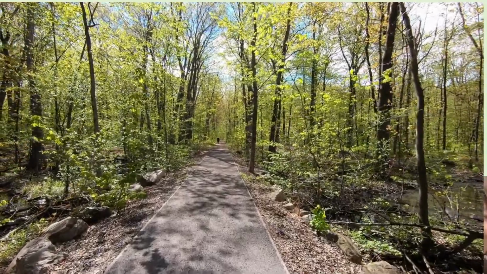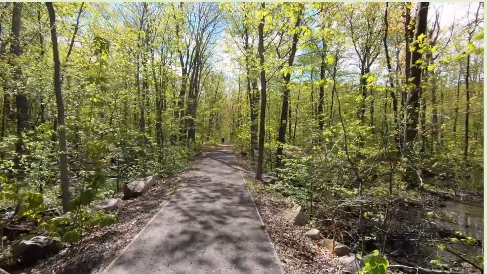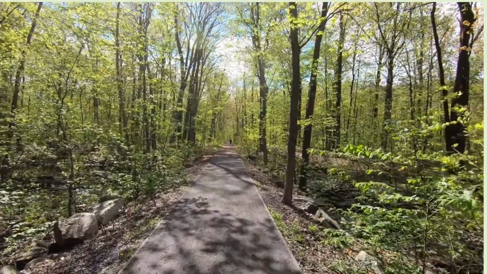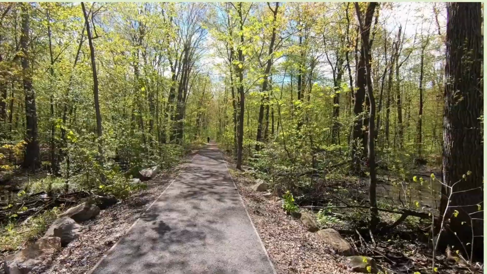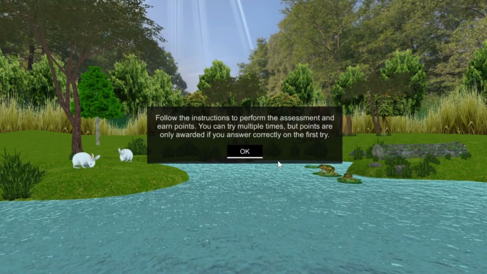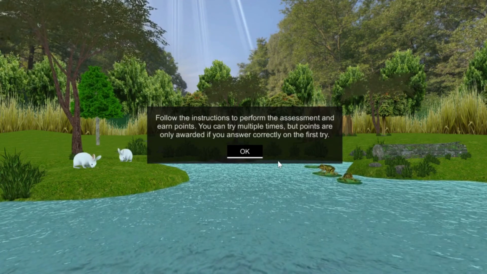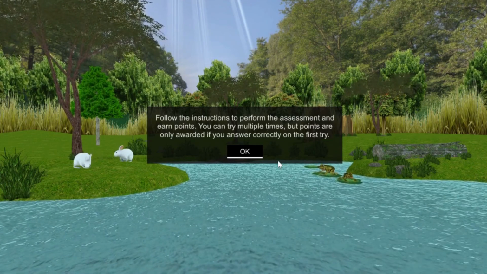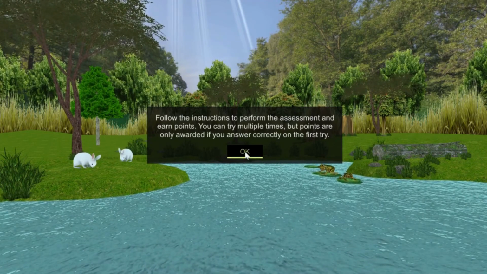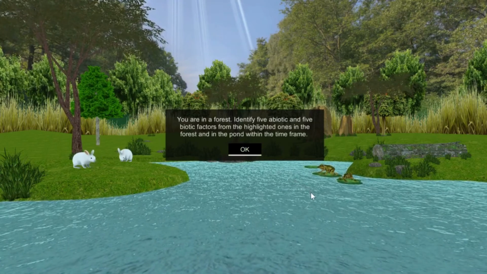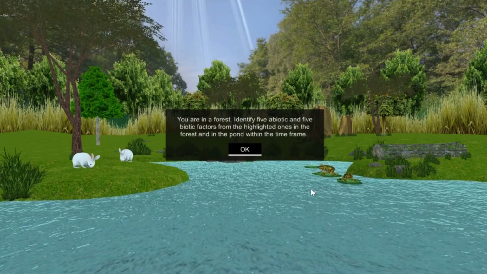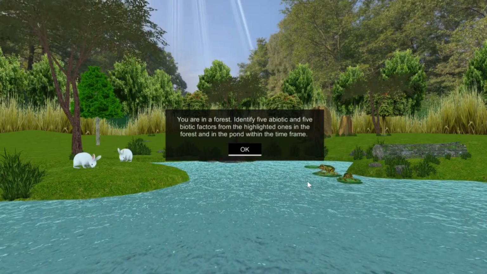So now, let's find abiotic and biotic factors as well as the population in this ecosystem by using virtual reality. Let's go. Follow the instructions to perform the assessment and earn points. You can try multiple times, but points are only awarded if you answer correctly on the first try. You are in a forest. Identify 5 abiotic and 5 biotic factors from the highlighted ones in the forest and in the pond within the time frame.